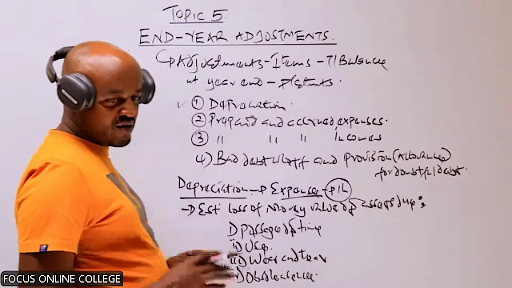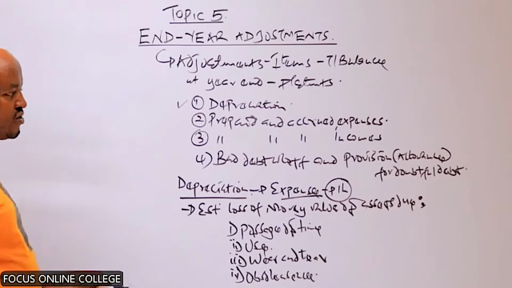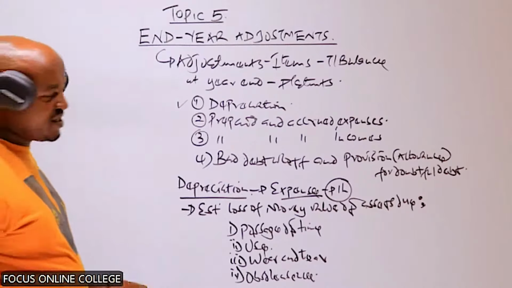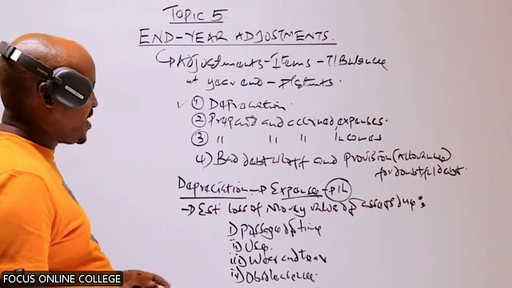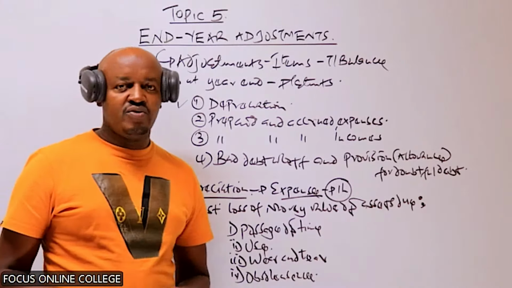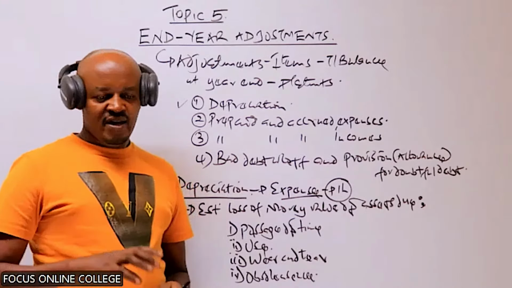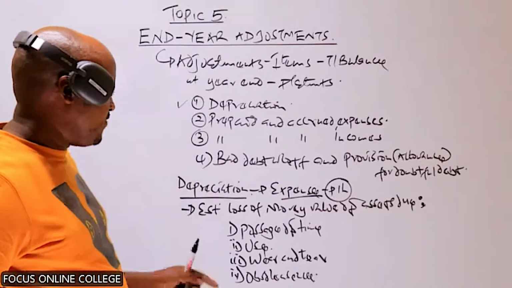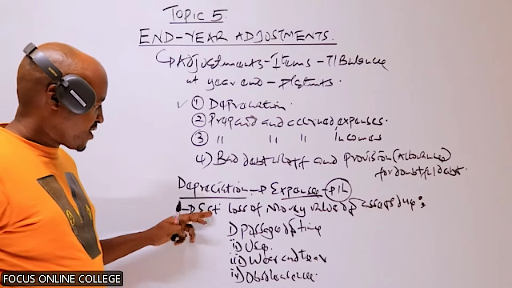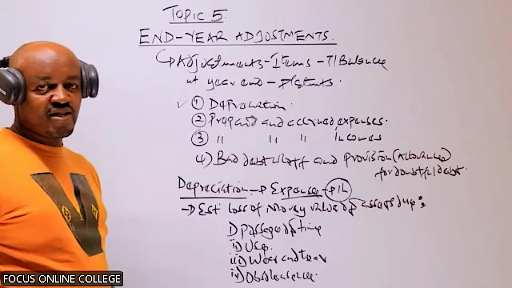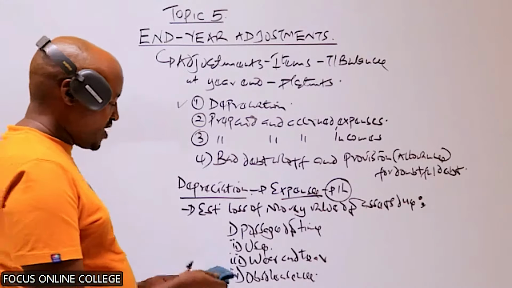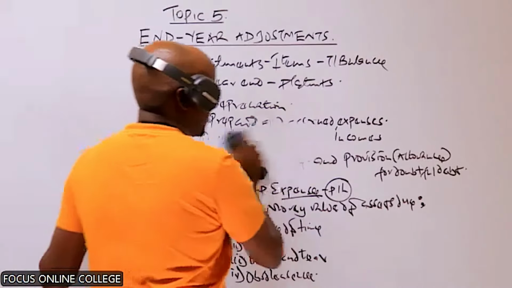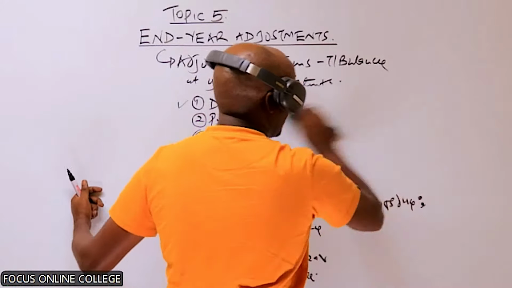For the year, whenever the business is computing the profit or loss, this should be treated as an expense. Now here we have various methods which can be used by a business entity to estimate loss of money value of assets. So if you want to estimate the value an asset has lost at the end of the year, there are various methods you can use as an accountant. So let's look at those methods.